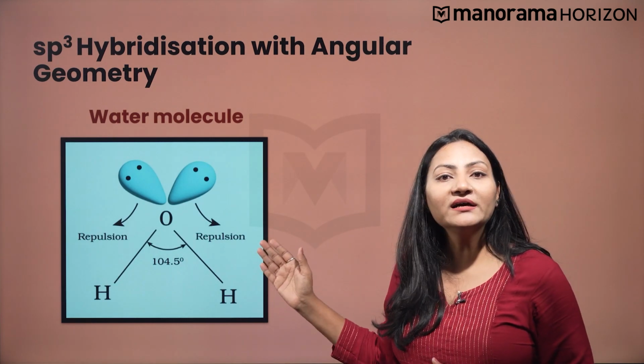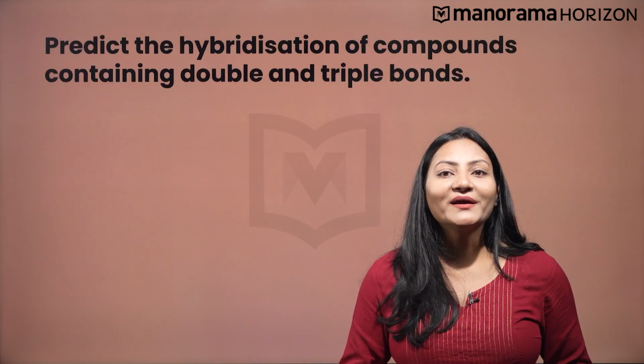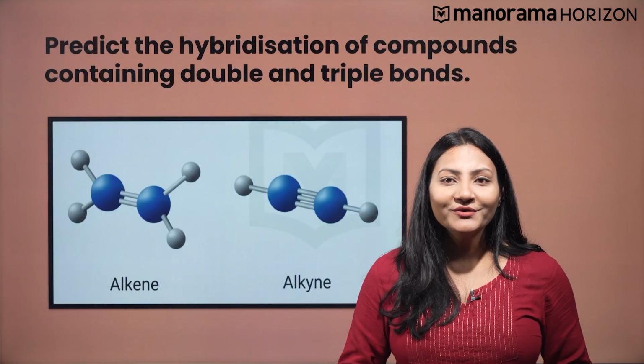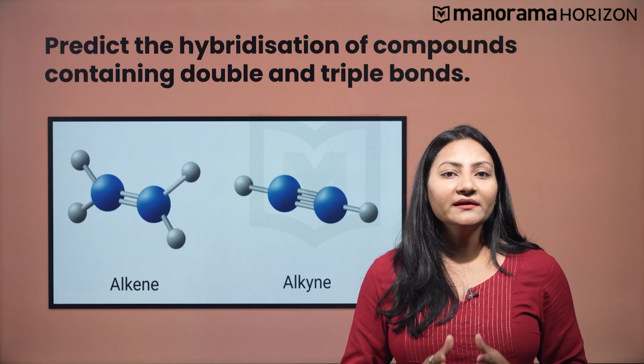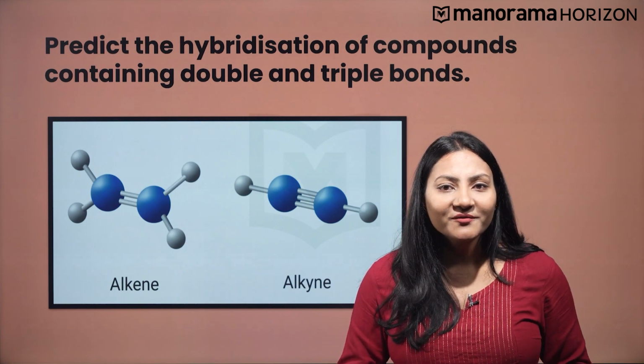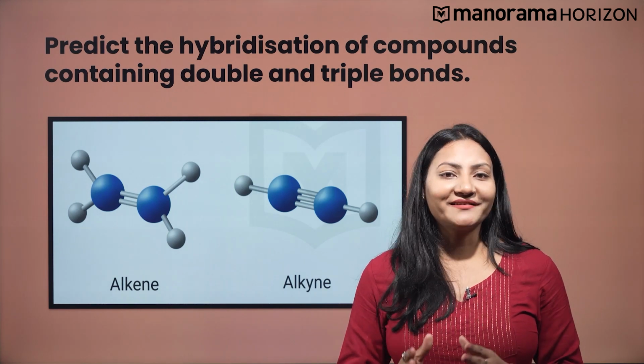or an angular geometry. We have come to an end of this session. Now, can you try to predict the hybridization of compounds containing double and triple bonds? Well, we will discuss in the next session. Now, let's summarize what we have learned.